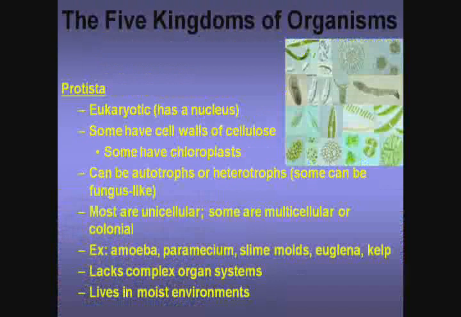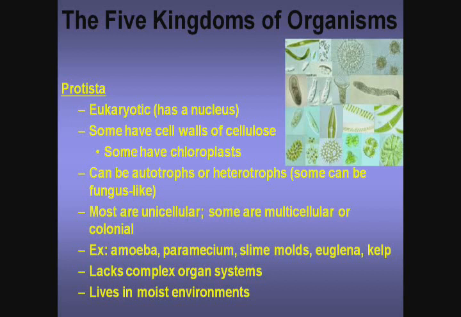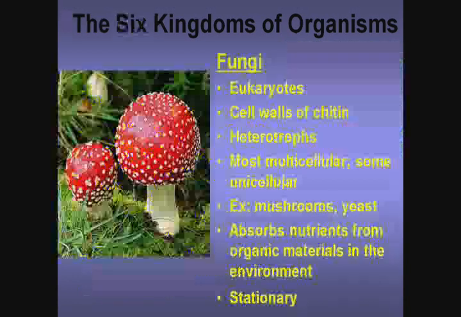So the first eukaryotic kingdom is Protista. So amoeba, paramecium, slime molds, euglena, diatoms, dinoflagellates, all this will be included in Protista. Okay. Then fungi.